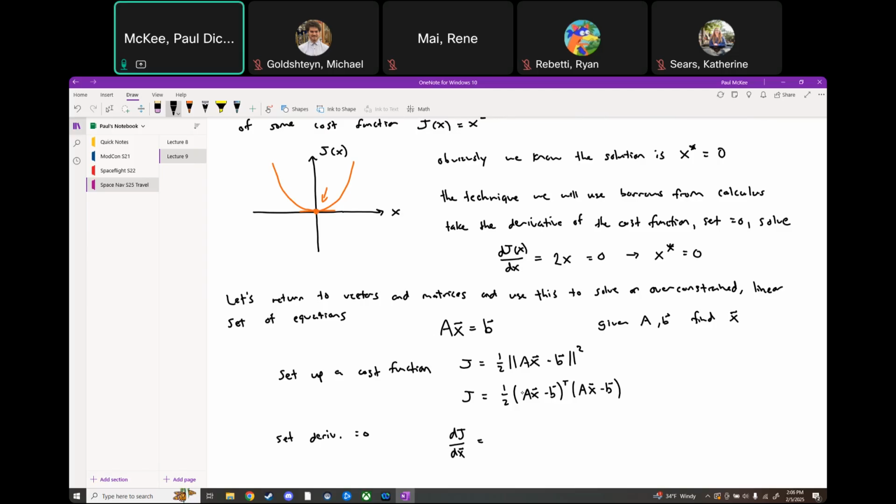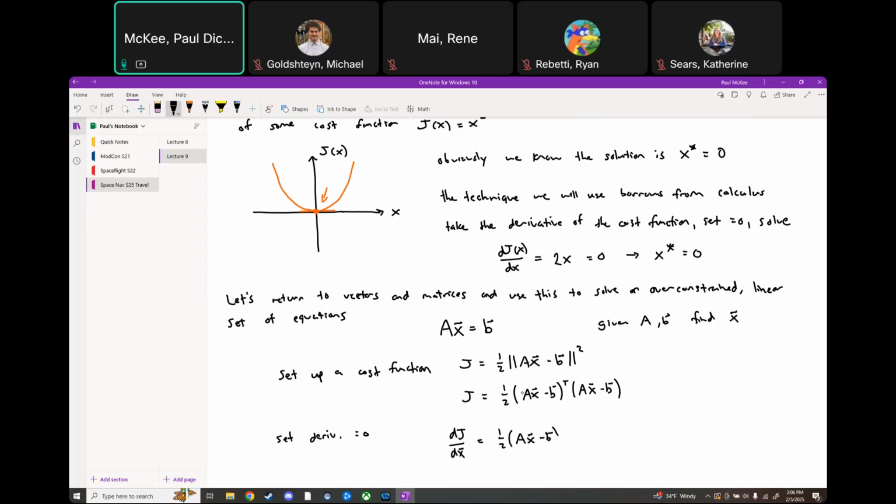So what is dJ/dx? Well, let's think about this for a second. J is a scalar, right? We've got a vector transposed with a vector that collapses to a scalar, 1/2 still a scalar. Derivative of J with respect to x ought to be a vector. Okay, but let's actually go through the whole procedure. Remember, it's the derivative of the first times the second plus the derivative of the second times the first.